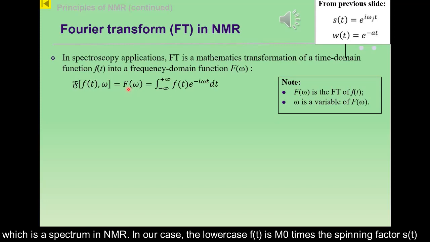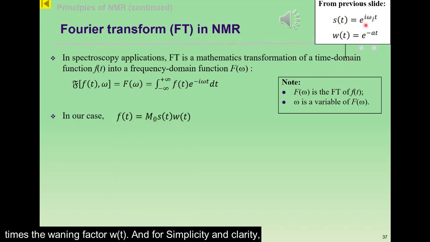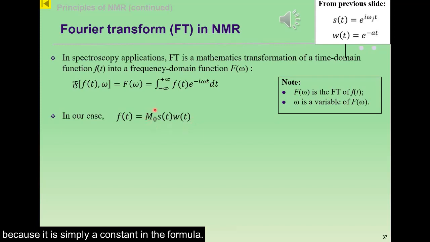In our case, the lowercase f(t) is M0 times the spinning factor S(t) times the waning factor W(t). And for simplicity and clarity, we will consider an f(t) that contains only one single frequency and omit the amplitude M0 in the following context, because it is simply a constant in the formula.